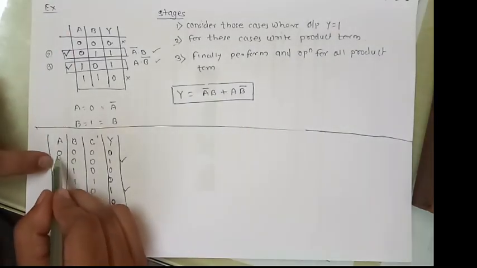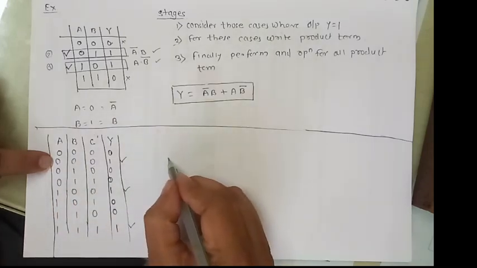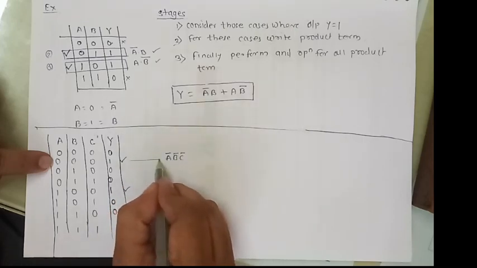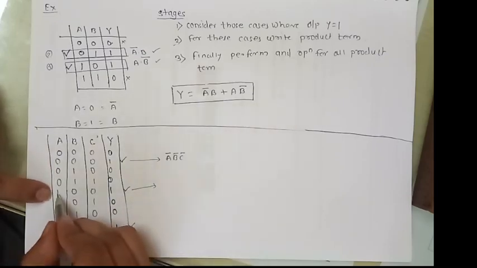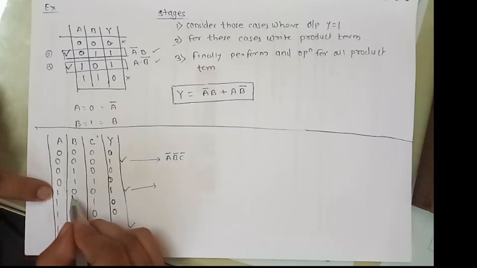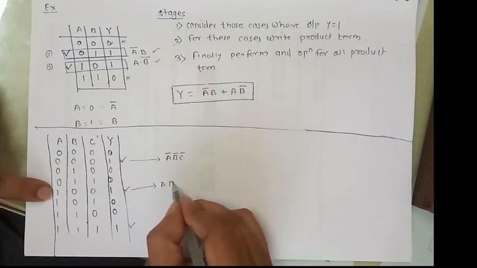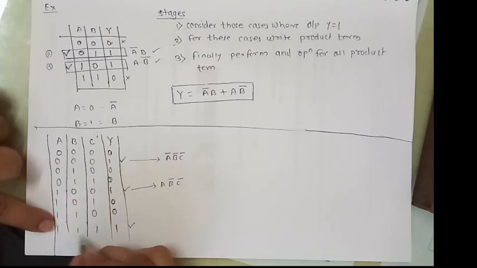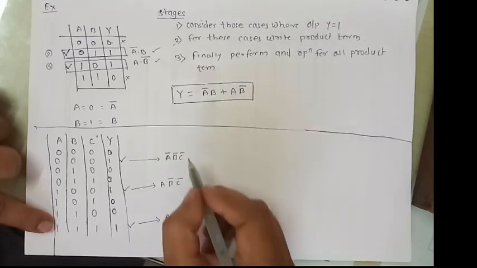Here the value of A is 0, B is 0, and C is also 0. 0 indicates it is complemented. So we will write A bar, B bar, C bar for this first case. For the second case, the value of A is 1, B is 0, and C is 0. So A is 1 means it is A, B 0 is B bar, and C is also 0, so it is C bar. And for the last case, all values are 1, so it is in non-complemented form, so we will write it as A, B, C.